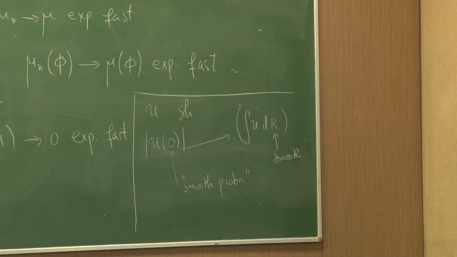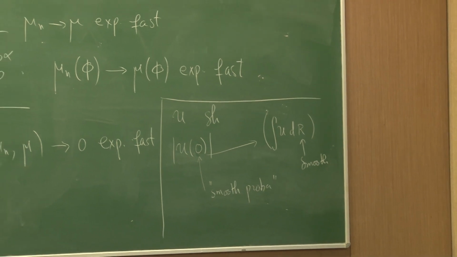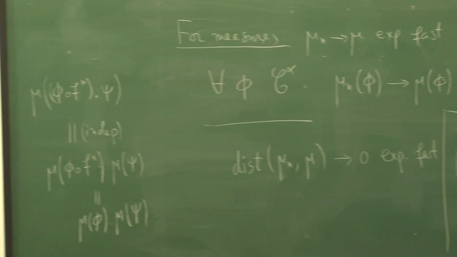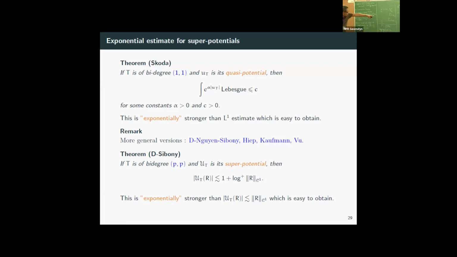Actually, Skoda tells you that the easy estimate that you can get is exponentially weaker than what he can get. Similarly for currents, if you assume that R has some regularity, then you have something like that, which is exponentially better than the easy estimate that you can have. Oh yeah, you have some constant. Yes, you have some constant.